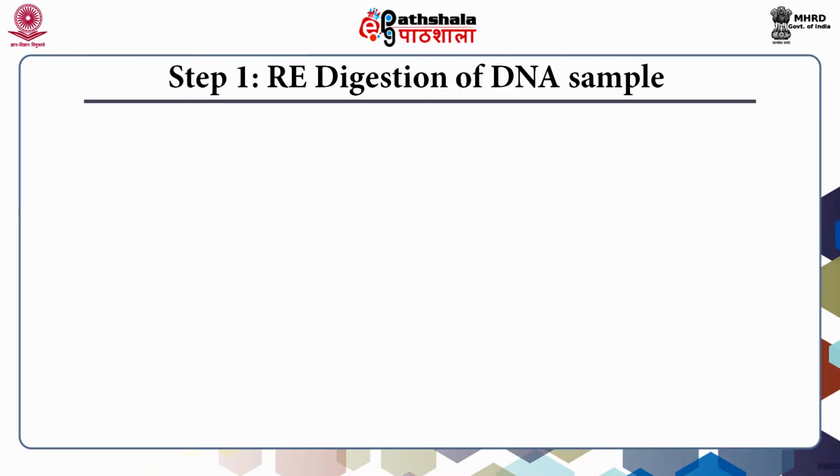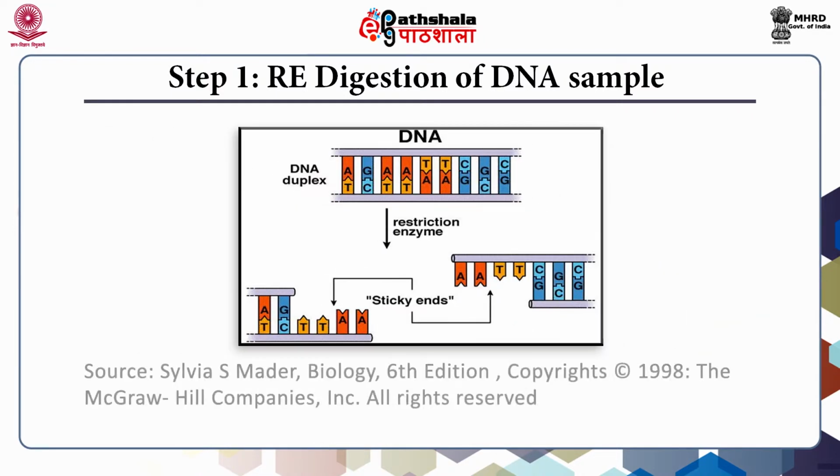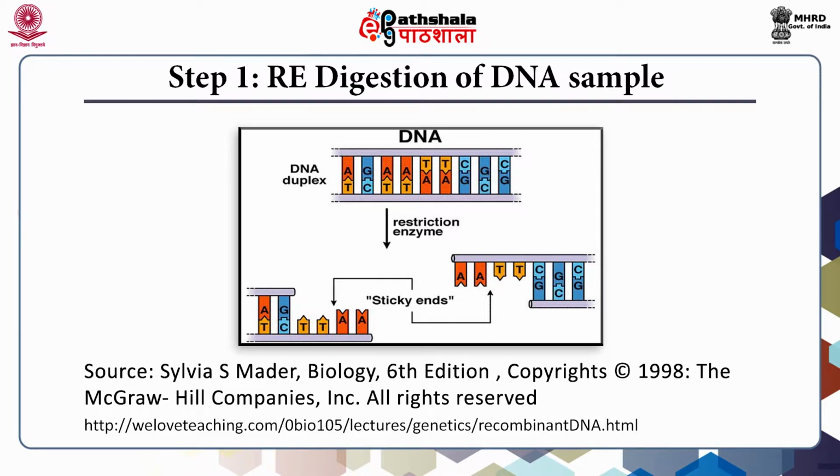Step 1. Restriction enzyme digestion of DNA sample. The gene of interest is cut with the help of restriction enzyme. A restriction enzyme is a DNA cutting enzyme that recognizes a specific target sequence and cuts DNA into 2 pieces at or near that site. Restriction enzymes produce sequences with either sticky ends or blunt ends. Restriction enzymes are present in bacteria as a part of their defense mechanism against phages.